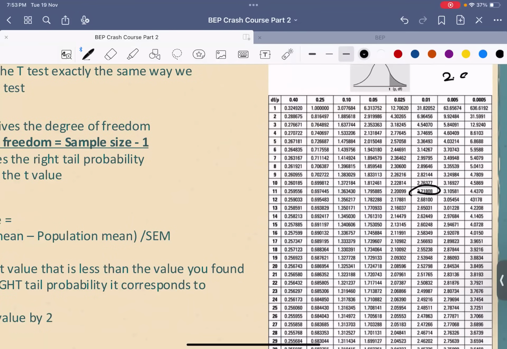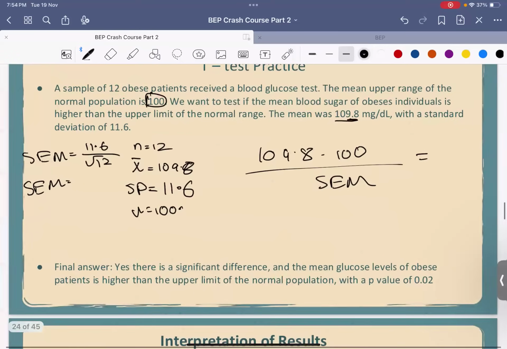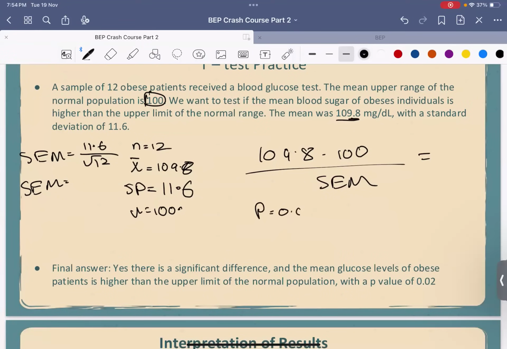I remember, you get 2.9 something, and the closest value below 2.9 is 2.7. This was the closest value I remember. And this corresponds to 0.01, so the right tail is 0.01. Now we want the left tail as well, so we multiply by 2, and it's 0.02. So the p-value in the end is 0.02.